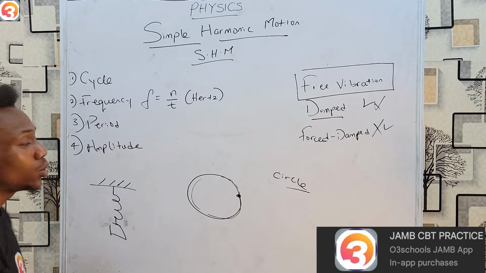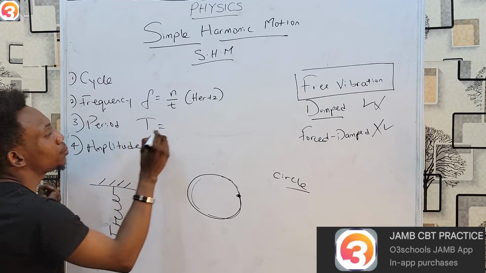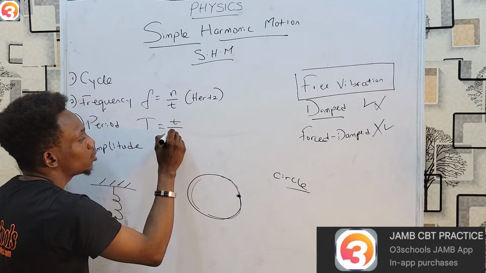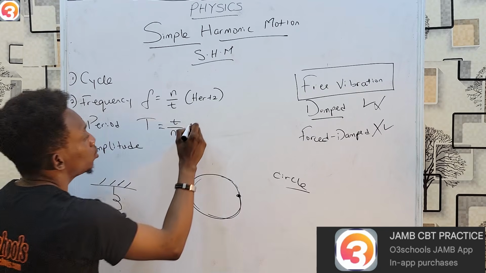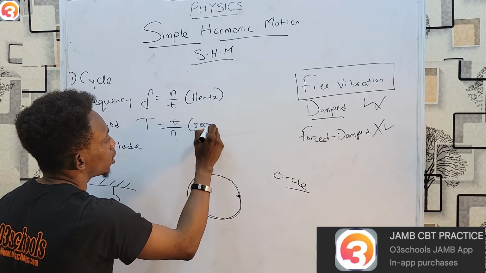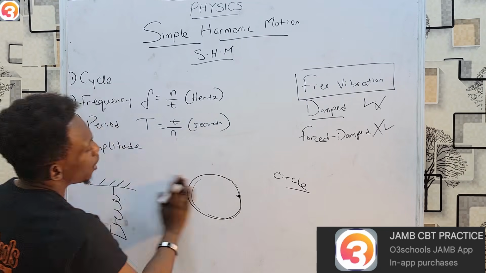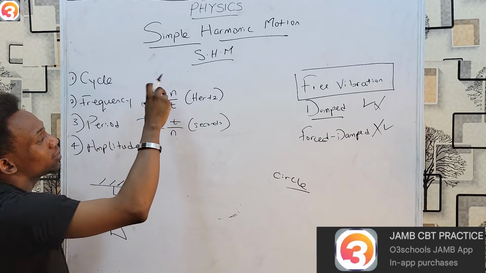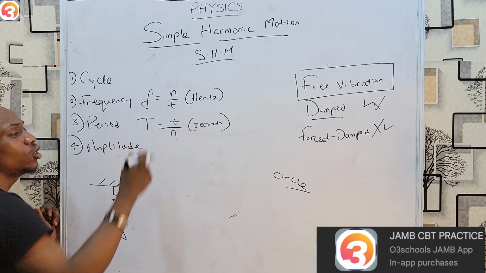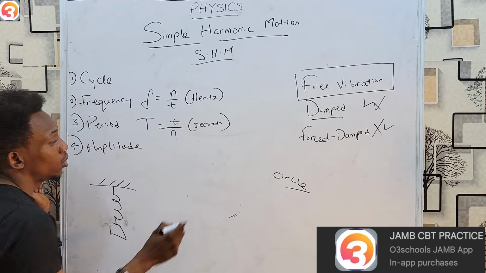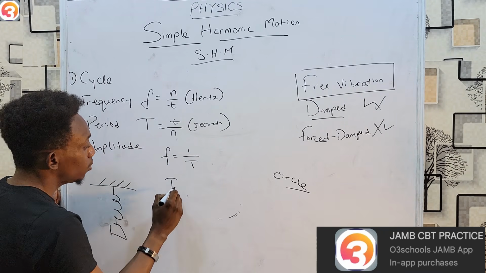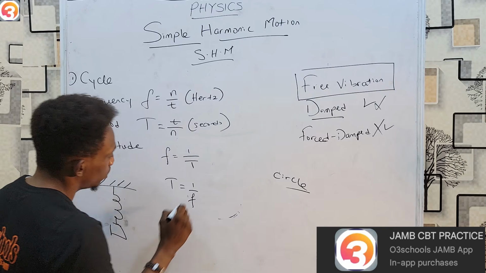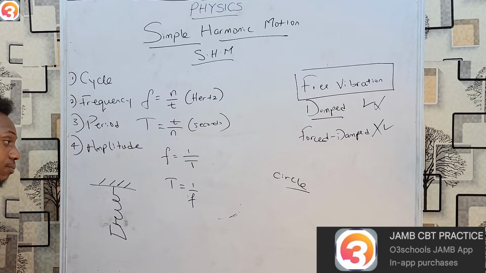Then next we have period. Period is simply the time taken to complete one cycle. Time taken for one cycle, and it is measured in seconds. Now, with a little bit of observation, realize that these two are almost the same, just reciprocals of each other, which means that f equals 1 over period, and period is also equal to 1 over f.